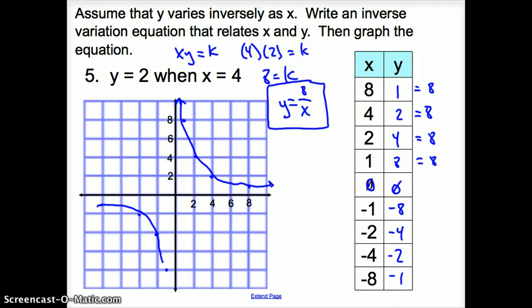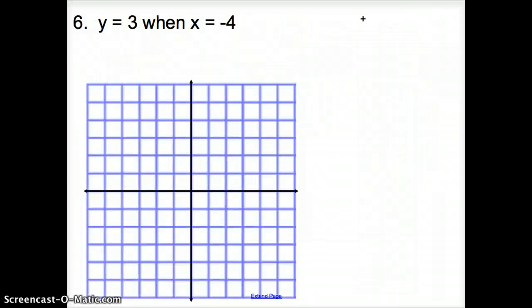Notice what our inverse variation equations look like. Look at the graphs. You will have 2 curved lines, because you can never touch these lines that we'll find out later will be asymptotes. This is an asymptote of the graph that I will put in green right here, and right here is another asymptote of the graph. Let's try one more.